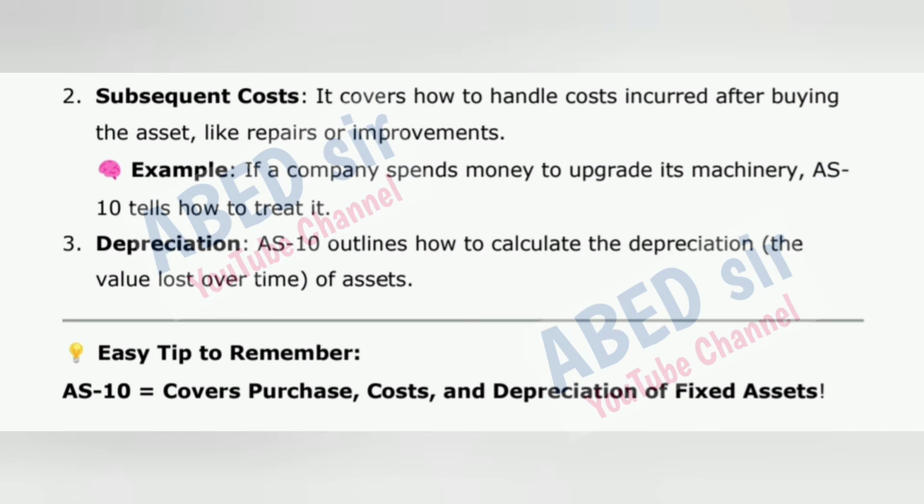3. Depreciation. AS 10 outlines how to calculate the depreciation, the value lost over time, of assets. Easy tip to remember: AS 10 is equal to covers purchase, costs, and depreciation of fixed assets.